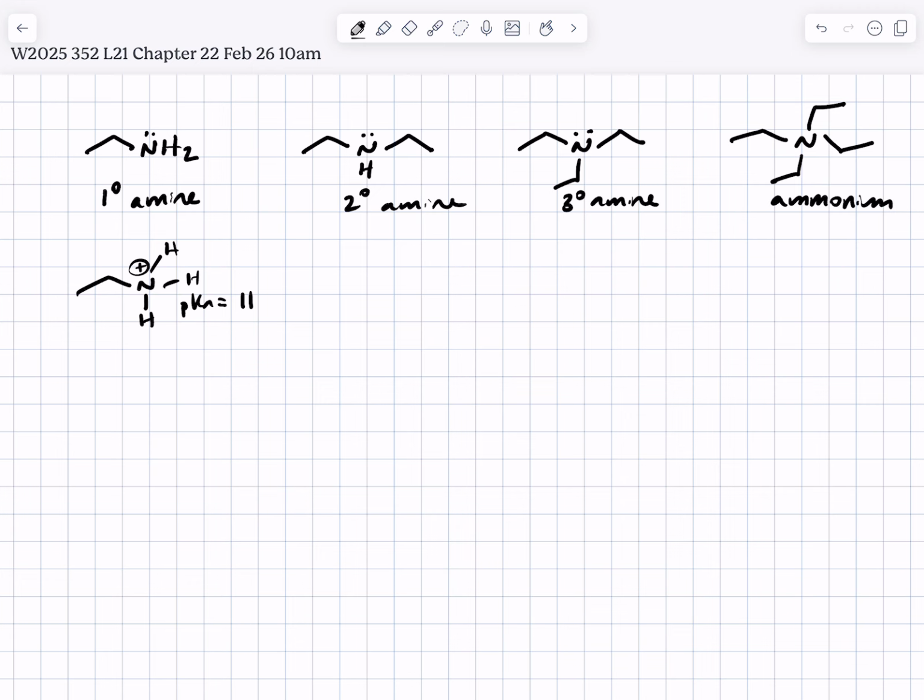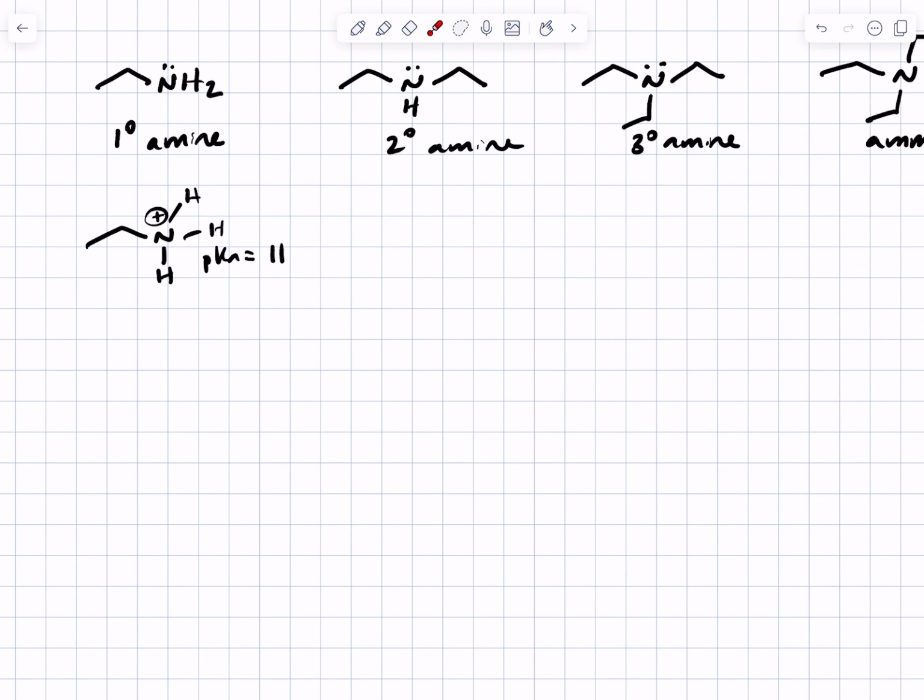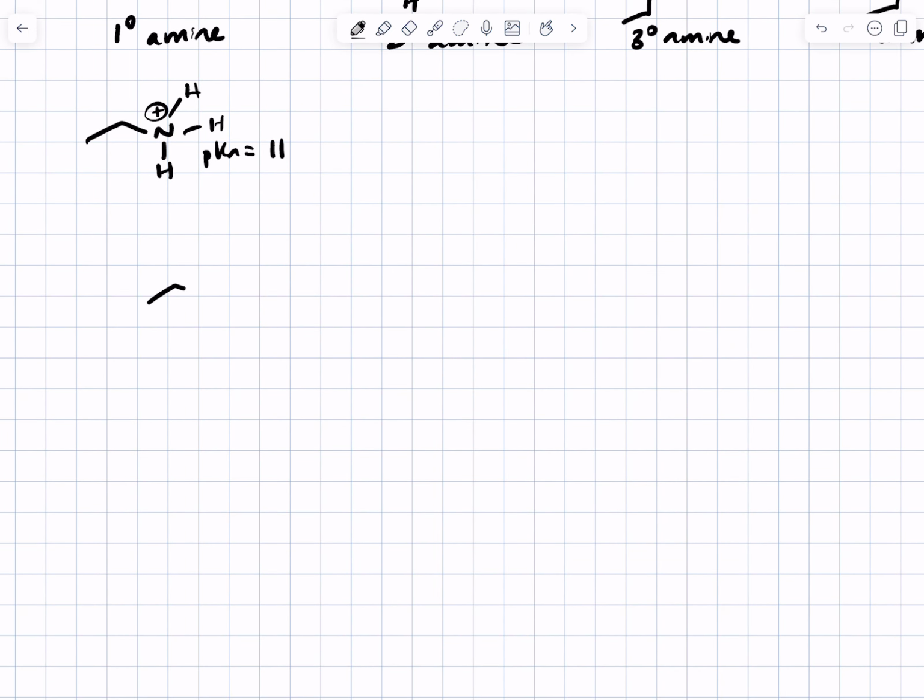And one of the most useful tools for rationalizing amine basicity is to think about what makes a lone pair higher in energy or lower in energy. Things that spread out electron density, that delocalize electrons, are going to make a lone pair lower in energy and therefore less reactive and therefore less basic. An example of that would be to compare the basicity of ethylamine versus aniline, which is phenylamine or aminobenzene.